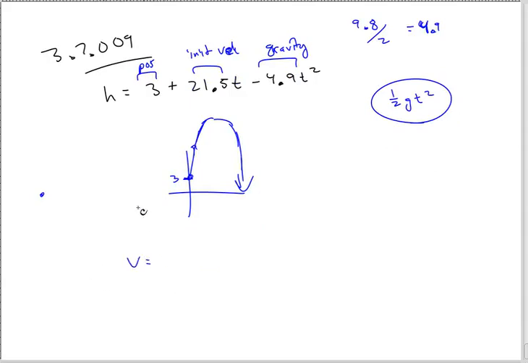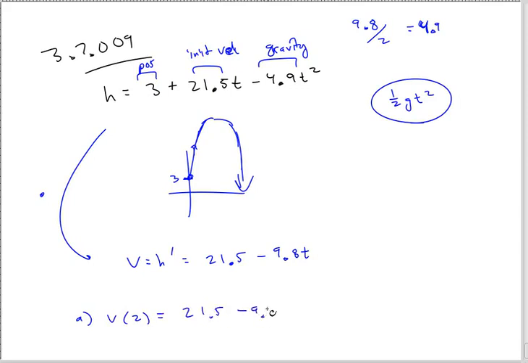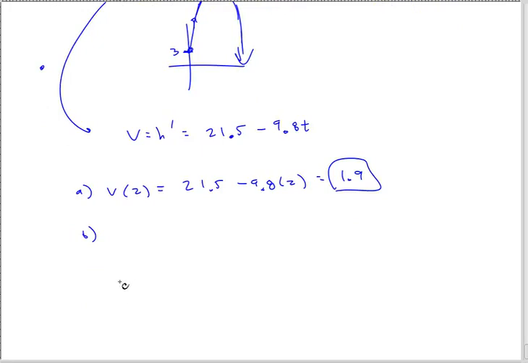I'm going to go ahead and give you the velocity, which is going to be just h prime, which would be very simply here 21.5 minus the 2 comes down again to make the 9.8 t, which is what we're familiar with as gravity. Okay, so now that we have those, part A says find v of 2. And so guess what you're going to do? You're going to plug in a 2 here. And blah, blah, blah, calculator, 1.9. There you go.